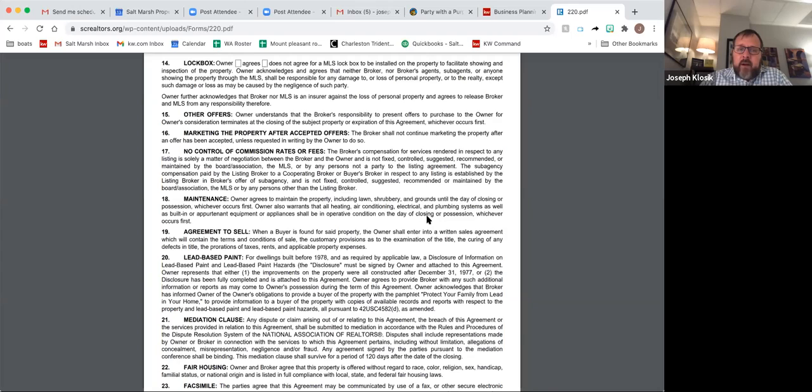Paragraph 19 says, when a buyer is found for the sale of the property, the owner shall enter into a written sales agreement, which will contain the terms of the sale, and you have to follow through. So basically, Mr. Seller, this paragraph says if you agree to sell, you have to sell.